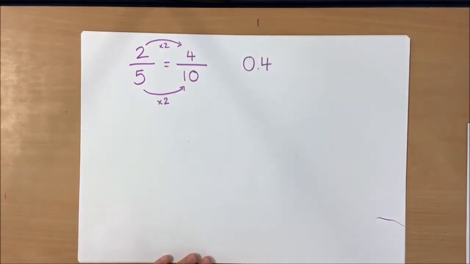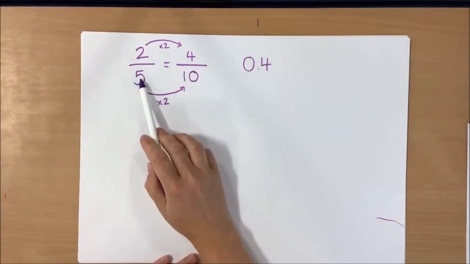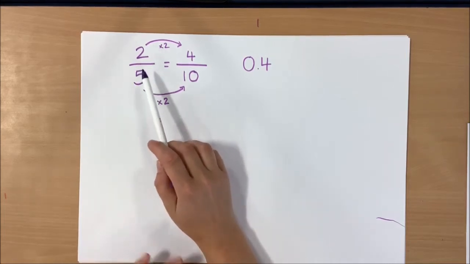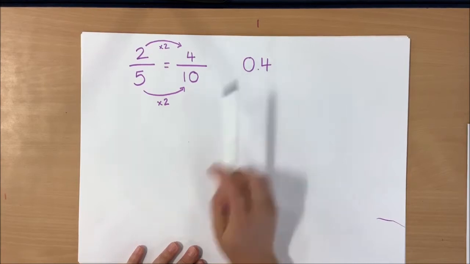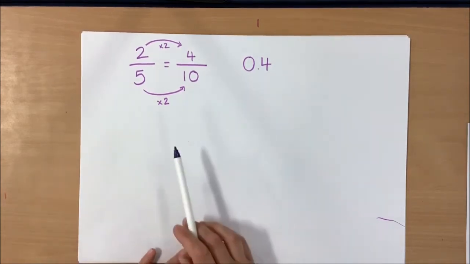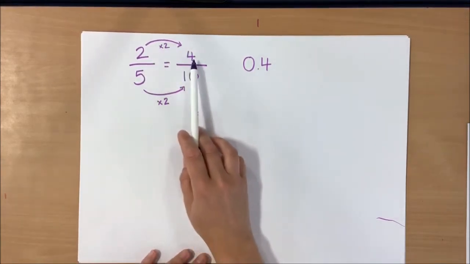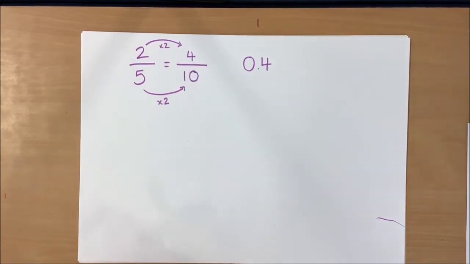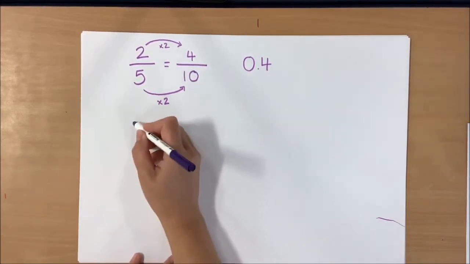Now, it's nicely in tenths for us. So 2/5 is 0.4, okay? Because we've turned it into tenths as a fraction, and then if we say 4/10, that's how we write that as a decimal. Okay, what about this one then?